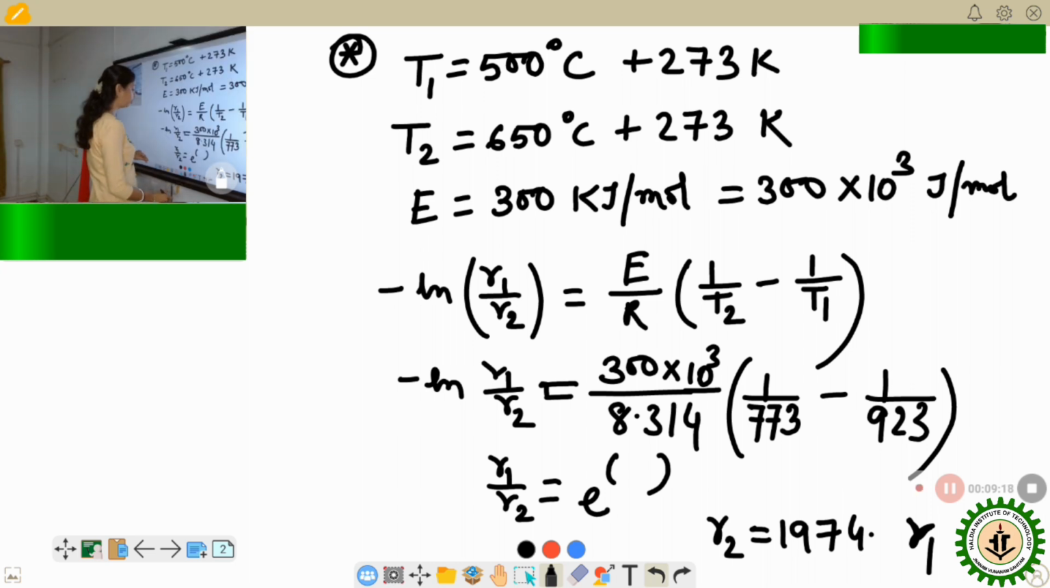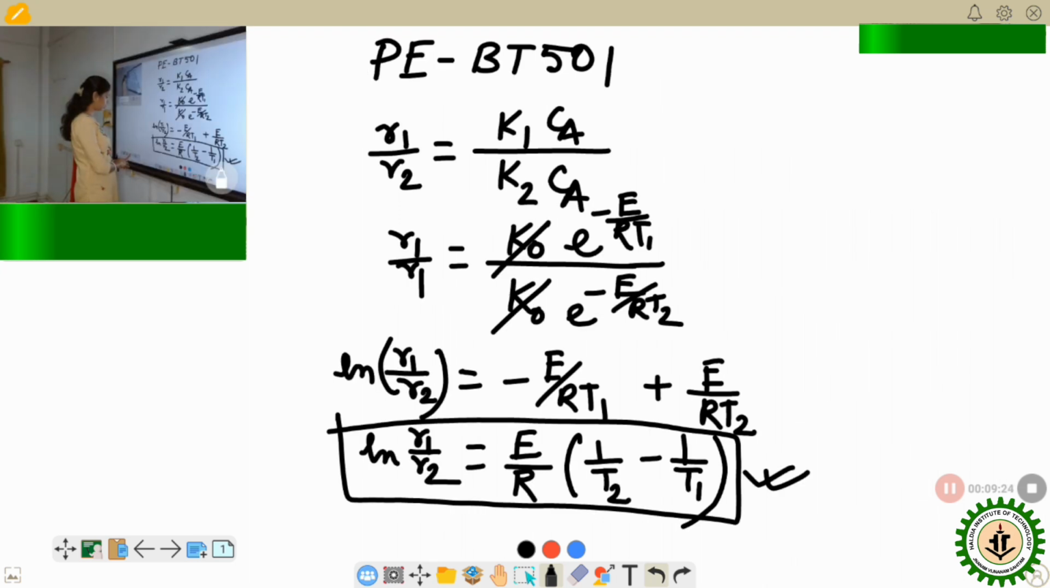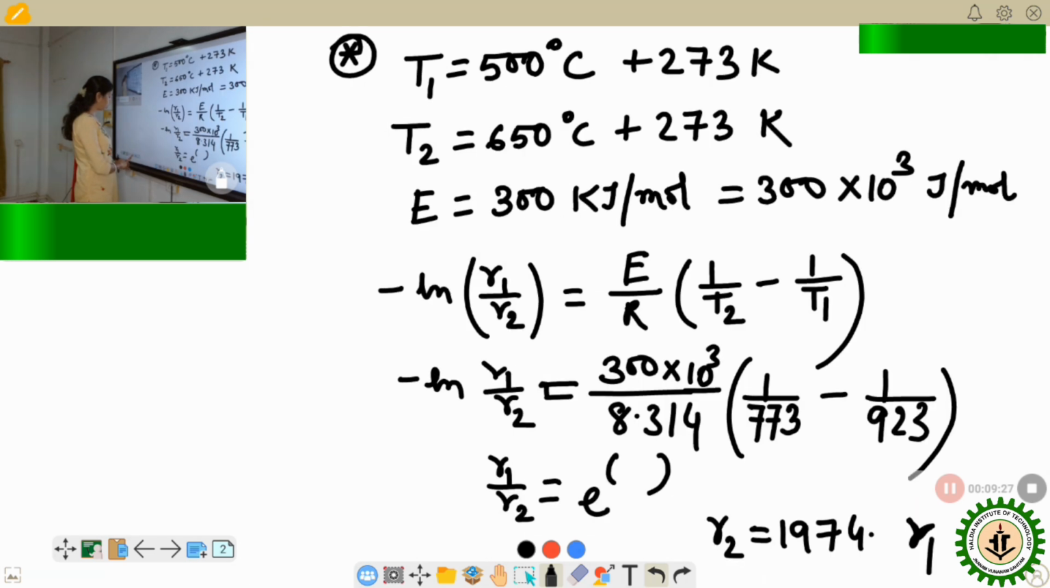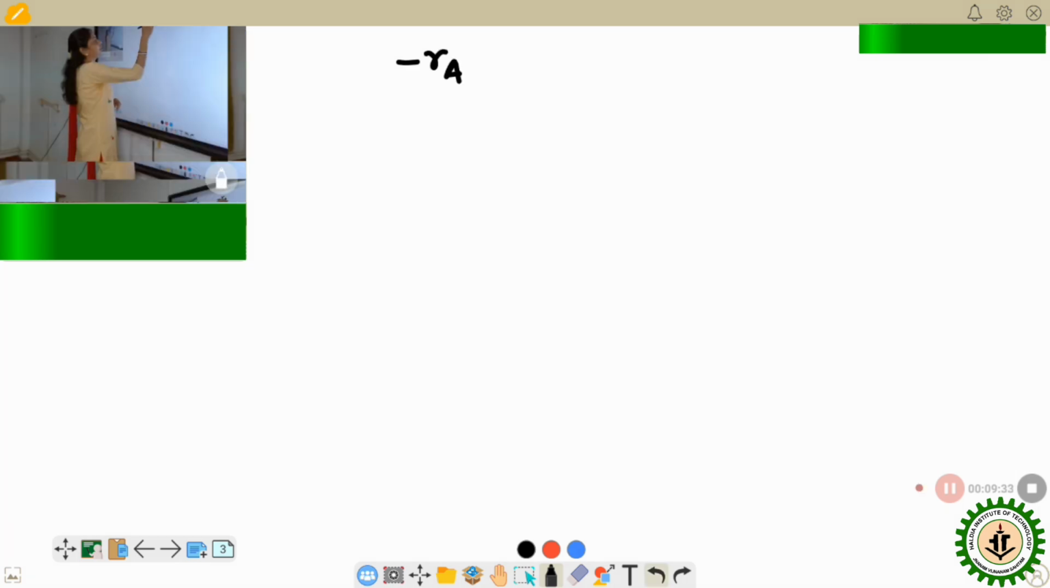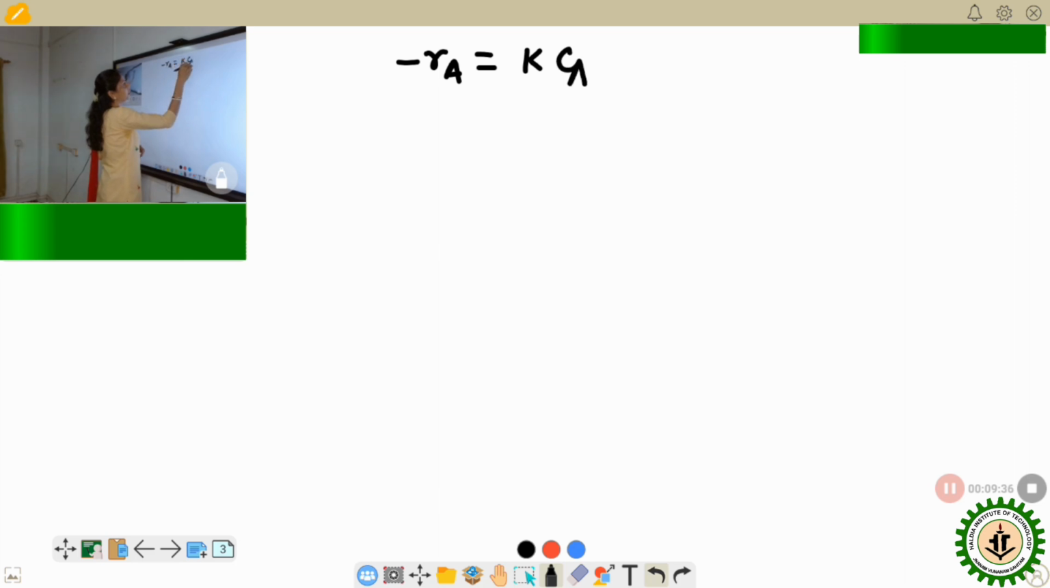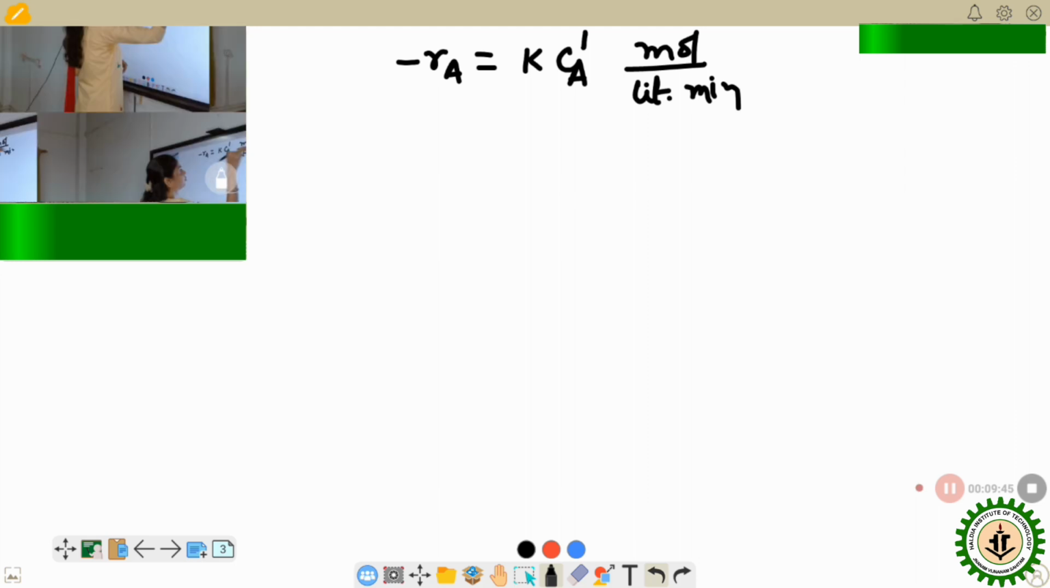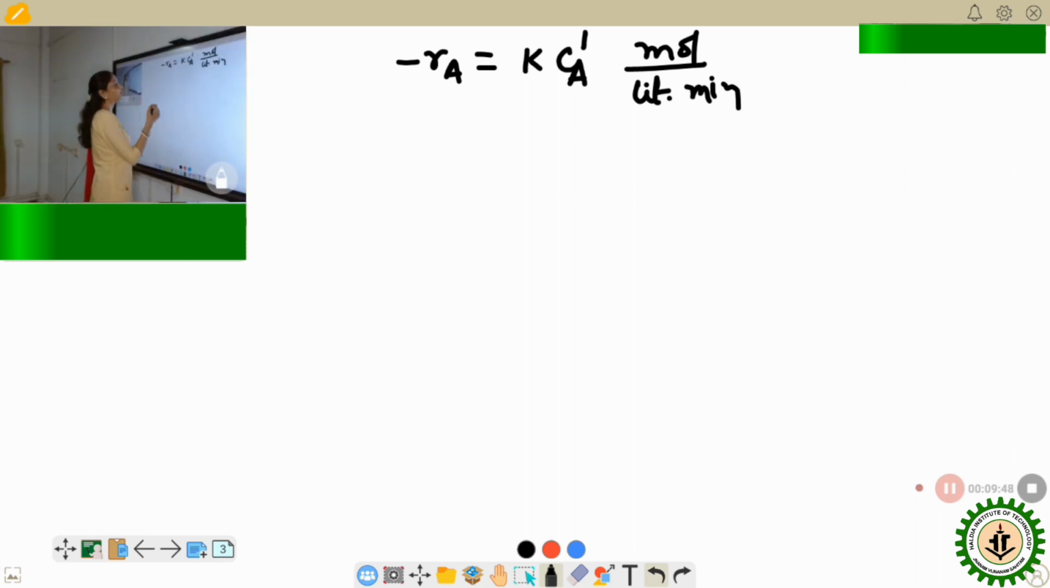Okay. So now we will move to the next step. This is based on Arrhenius. What I told, that minus Ra equals K Ca. If it is the first order, then Ca to the power 1, like this. Now we will find out the first order integral formula for the rate equation for such type of reaction.